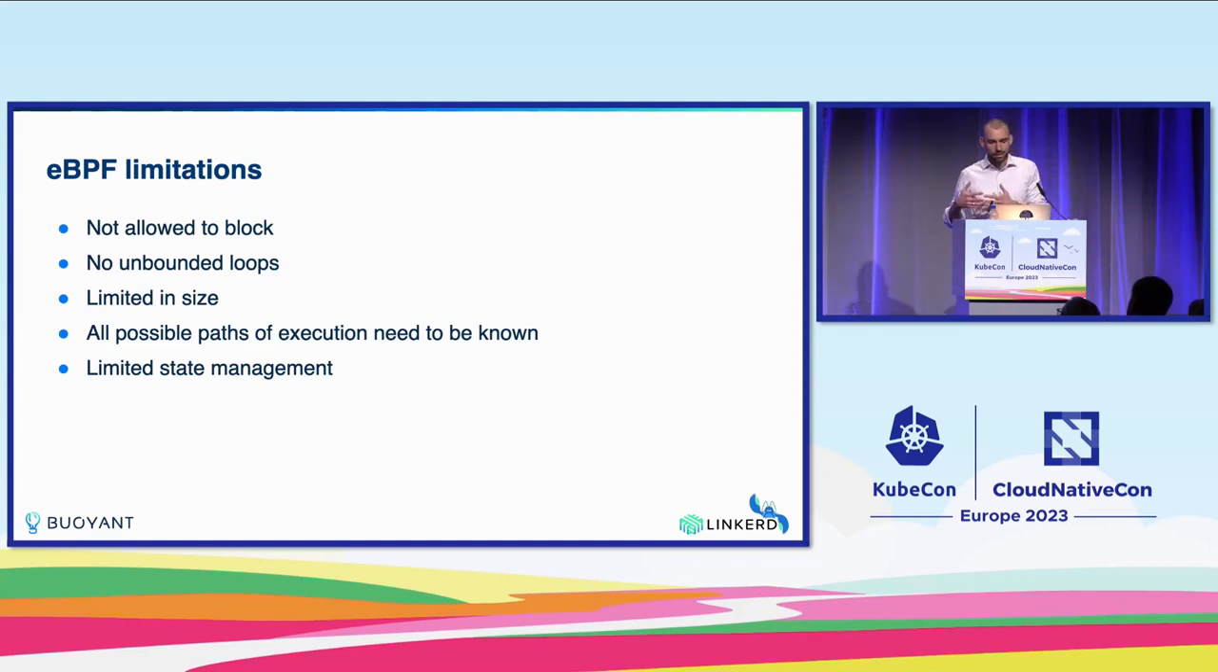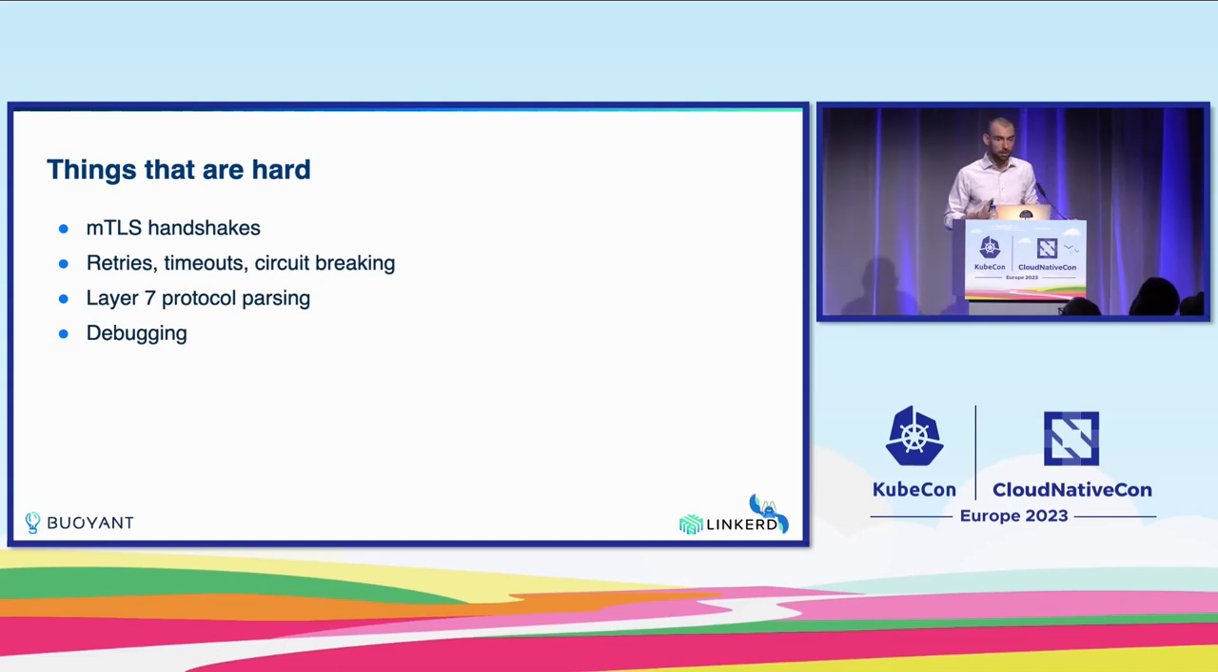With all of that being said, that renders some of the things that a modern service mesh is supposed to do quite hard to actually implement in eBPF. Things like mTLS handshakes, retries, timeouts, circuit breaking are all hard because you need to have a lot of complicated state management happening. And at that point, it's fairly hard to do that in kernel space. And any layer 7 protocol parsing, albeit possible, brings the question of whether that's the right place to do it. And even if you can, there is a challenge that comes with debugging and troubleshooting eBPF applications. You don't benefit from the rich toolchain that you get with other higher level programming languages.